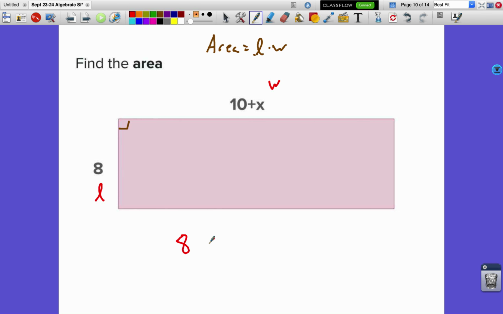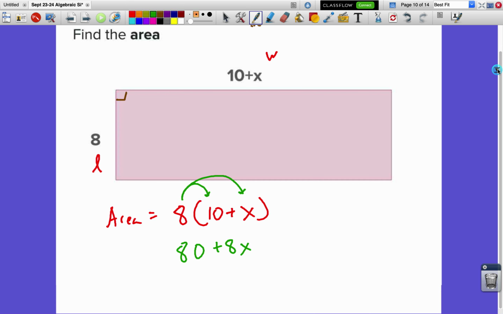But it's super important that I keep anything with multiple terms in a set of parentheses. So here, our area is 8 times, in parentheses, 10 plus x. The 10 plus x has to stay together. And that's super important because now we have to distribute that 8. So now we get 80 plus 8x. And then I want my constant at the end, so I just rearrange this around: 8x plus 80. And then I say units squared because it's an area.